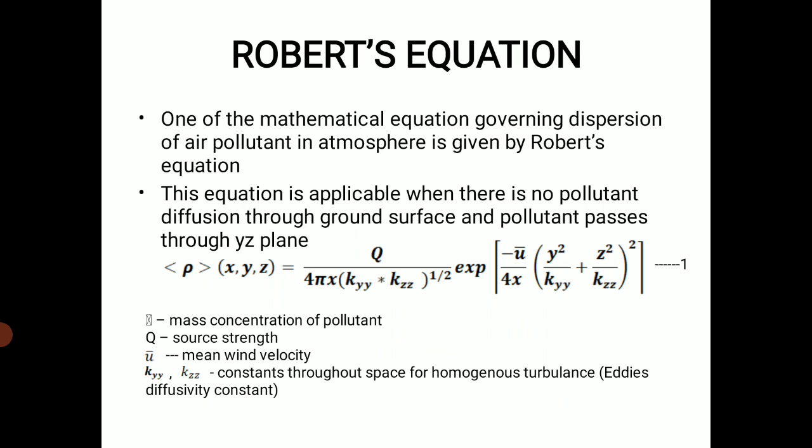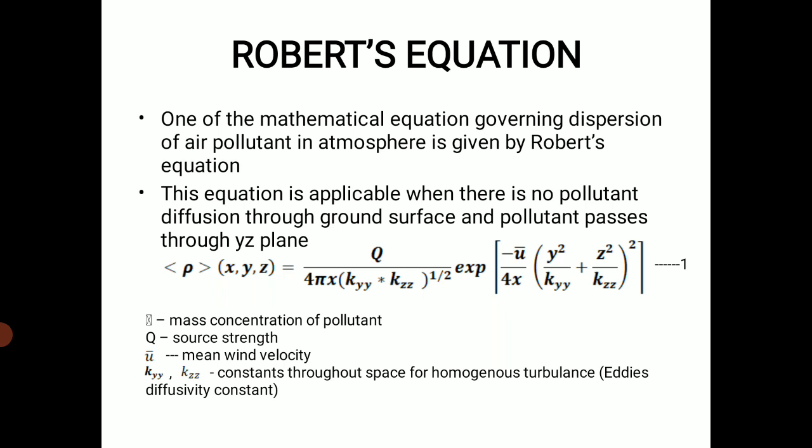Robert's equation is one of the mathematical equations governing the dispersion of air pollutant in the atmosphere, and this equation is applicable when there is no pollutant diffusion through the ground surface and the pollutant passes through the YZ plane. Okay, so the formula is rho xyz is equal to q divided by 4 pi x into kyy into kzz, the whole raised to 1 by 2, into e raised to minus u bar divided by 4x into y square by kyy plus z square divided by kzz, the whole square. Okay, and this is equation number 1.